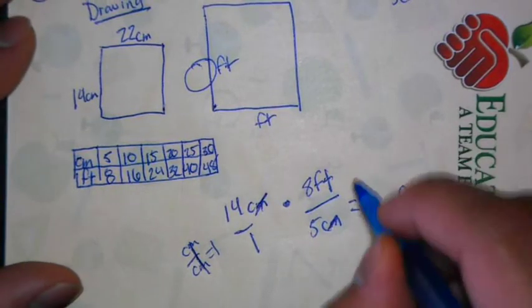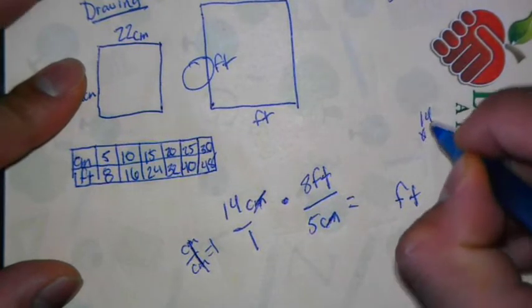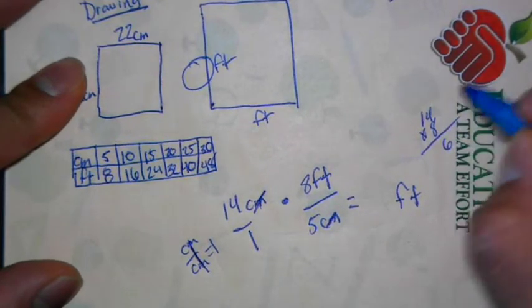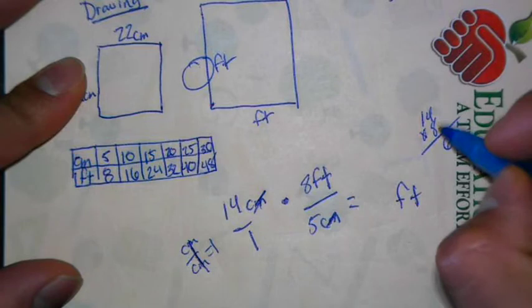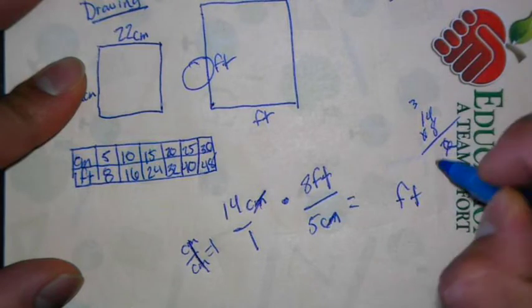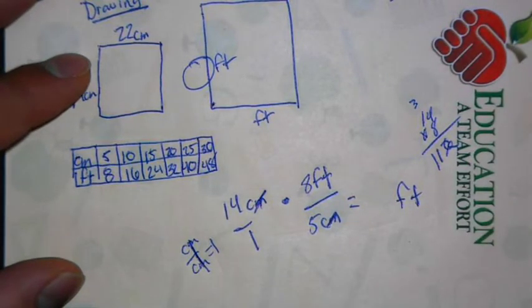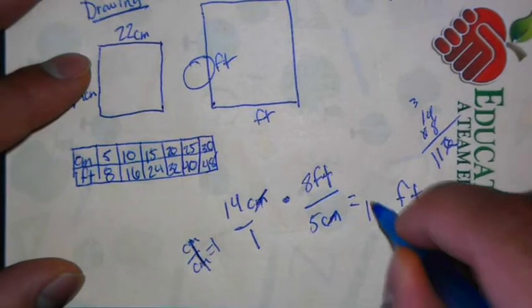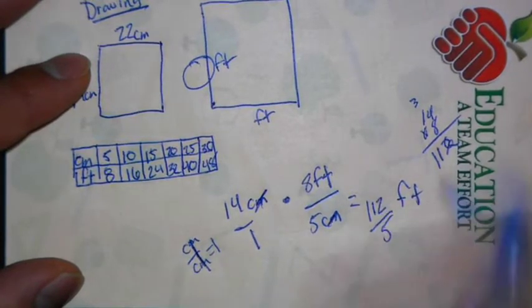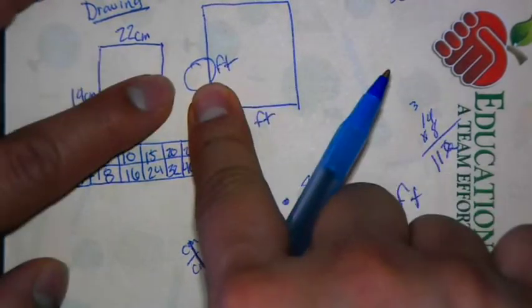In this case, 14 times 8, let me do it on the side, is 4 times 8 is 32. 8 times 1 is 8, that's 112, right? Yeah, 112 divided by 5. 1 times 5 is 5. And this answer is going to go here.